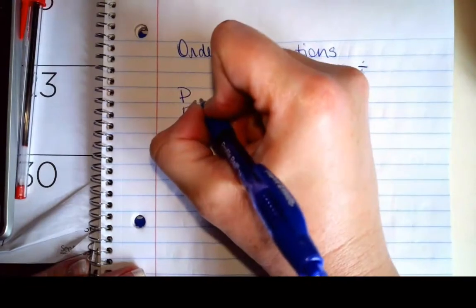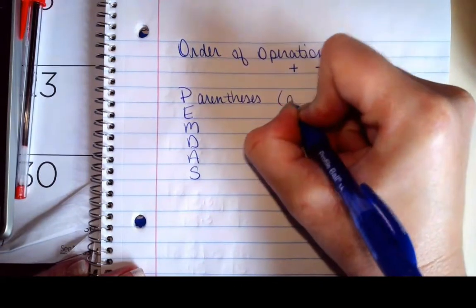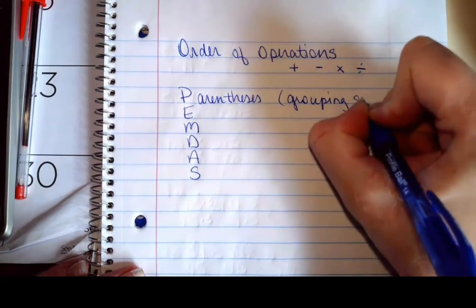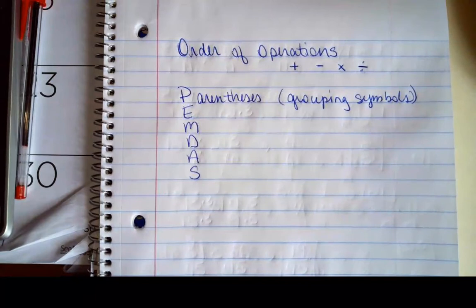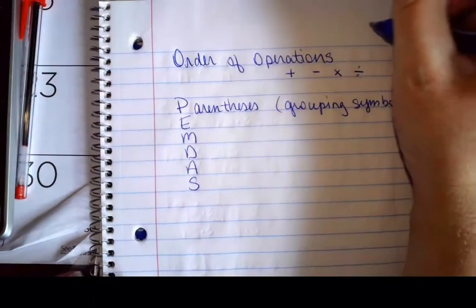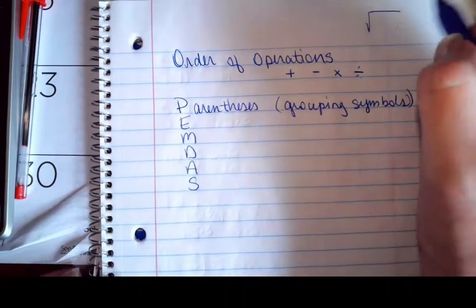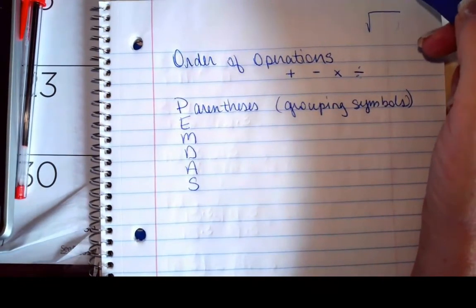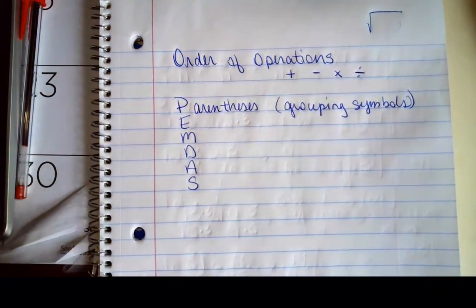And P is going to stand for parentheses, but I'm going to change that into grouping symbols because we've got more than just parentheses at this point. So if I've got a grouping symbol, like hard brackets or a square root, you would have stuff underneath the square root that's grouped together. A fraction, you could have a numerator that's grouped together and a denominator that's grouped together. So pretty much any grouping symbols will be done first. So I work from the inside out.